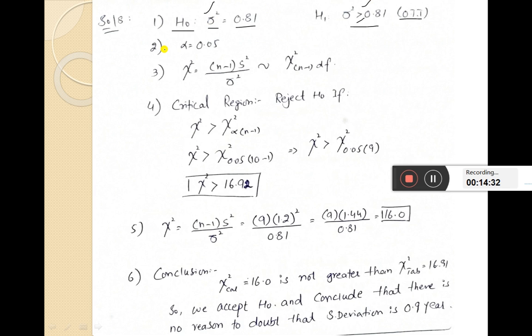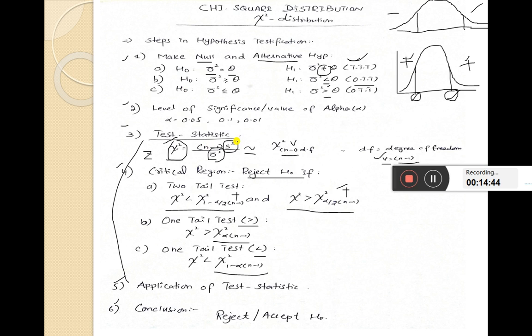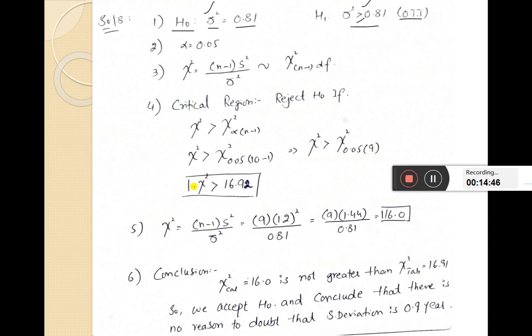Step number 2, value of alpha is 0.05. Step number 3, the formula is n minus 1 times s square divided by sigma square. I have mentioned the formula here in step number 3. This follows a chi-square distribution with n minus 1 degrees of freedom. Now step number 4, critical region. I have to find out that I should reject H naught if, since that is a one tail test and greater than.